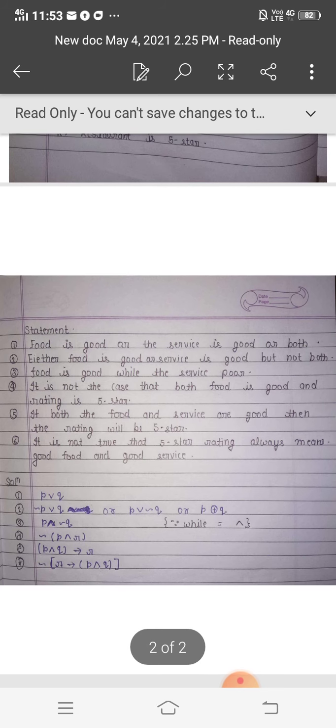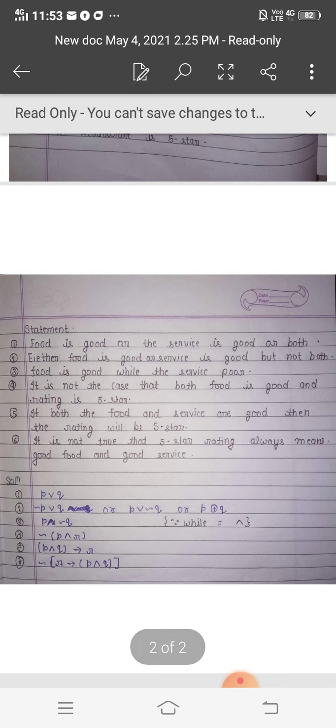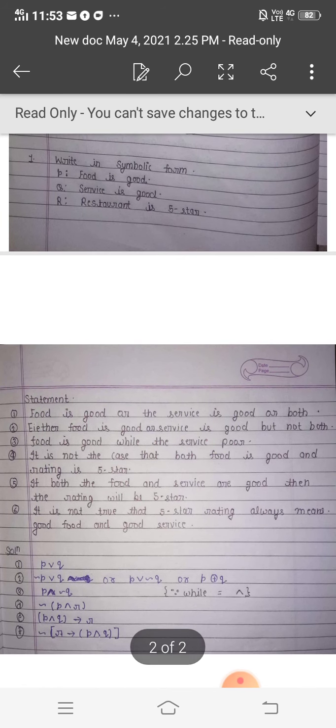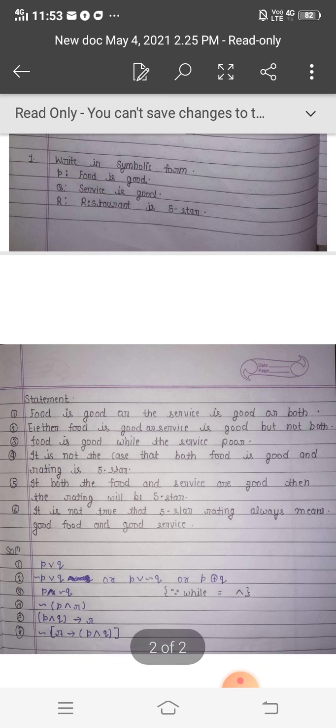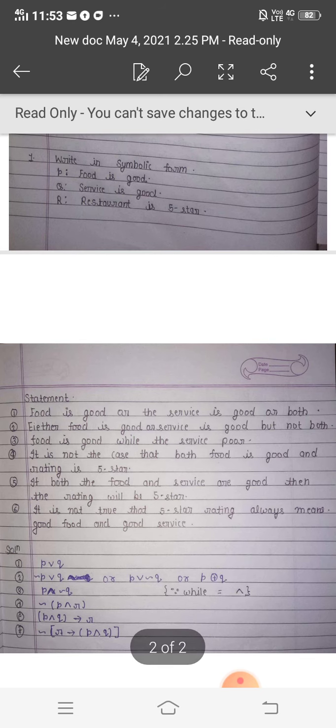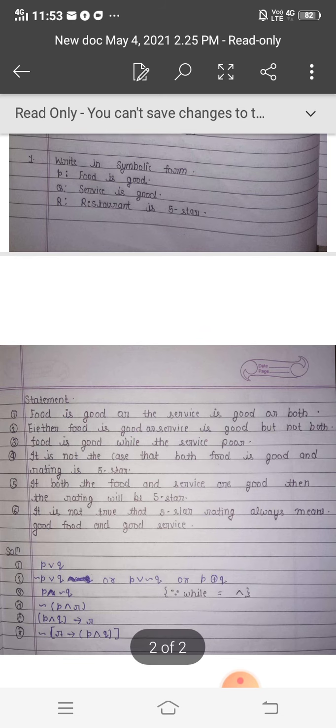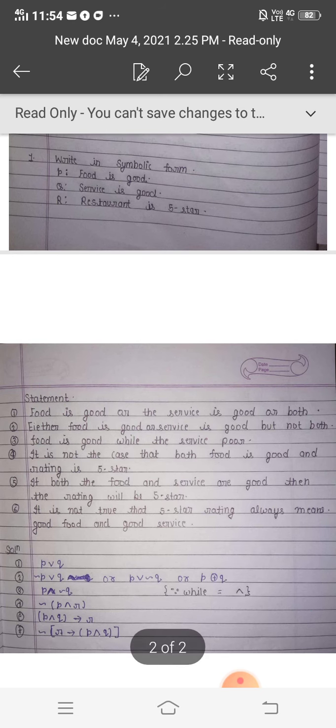So the first is food is good or service is good. Here we have taken P, food is good; Q, service is good. So the answer will be P or Q, or both. It also simplifies both. So there is no need to add an extra symbol for both, because food is good or service is good means both may be good. So the answer will be P or Q.